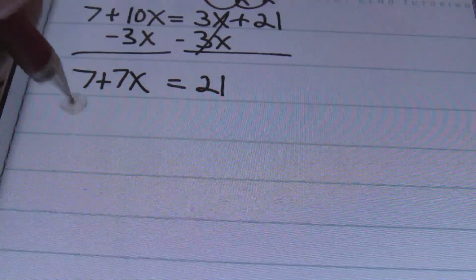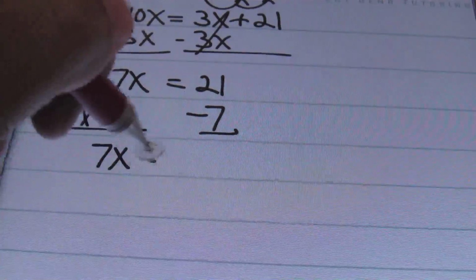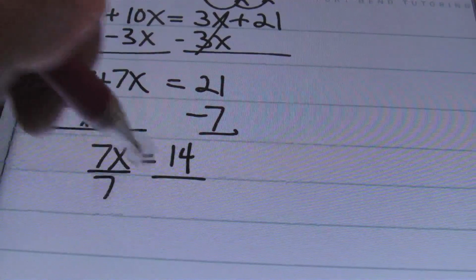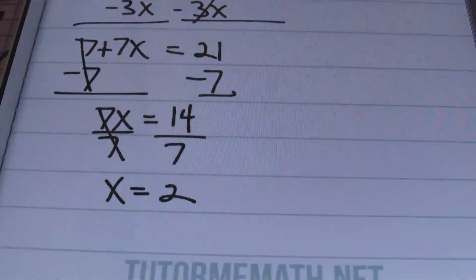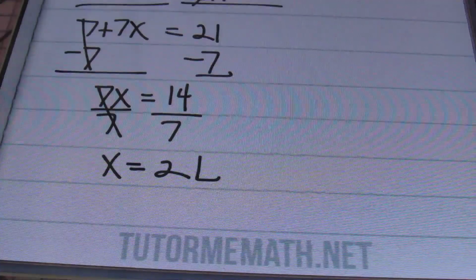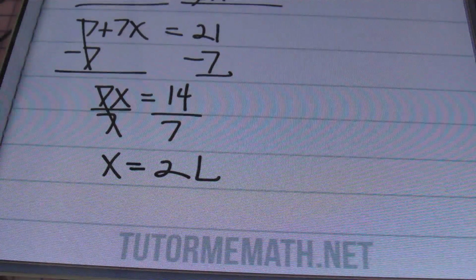From there, I'll be subtracting 7 from both sides of the equal sign. And I have 7x equals 21 minus 7, which is 14. Dividing both sides by 7, we'll find out that x equals 2. So it will be 2 liters, ladies and gentlemen, of pure alcohol to strengthen that mixture to 30%.